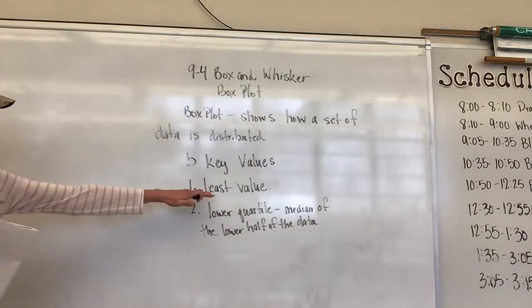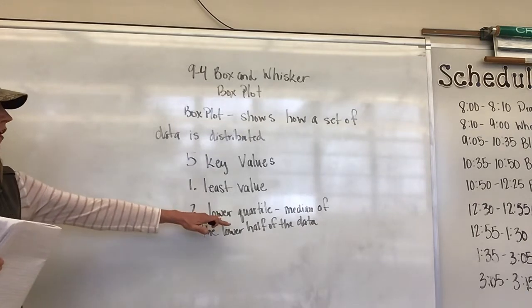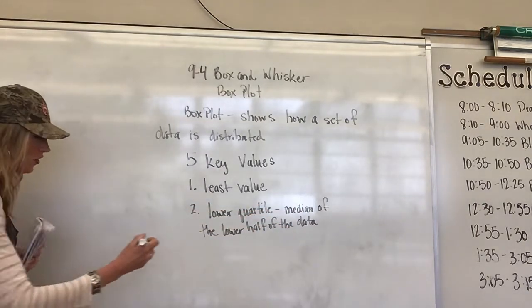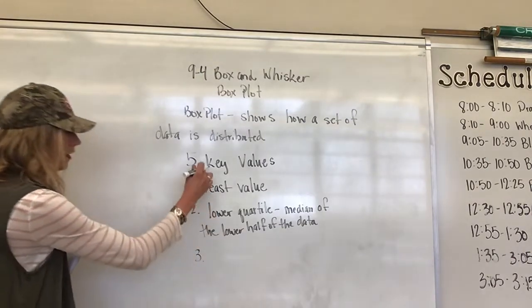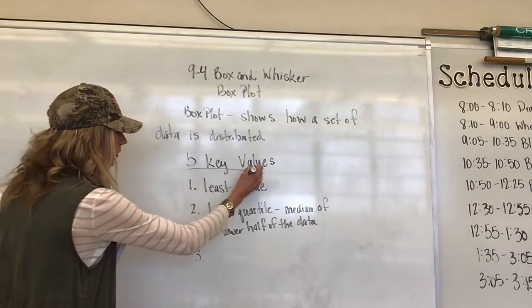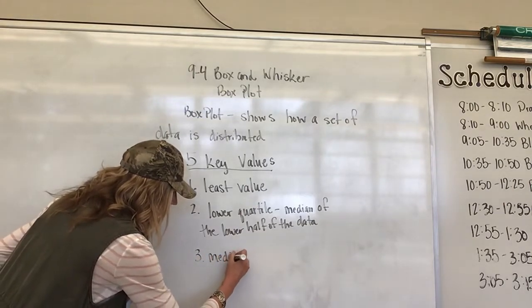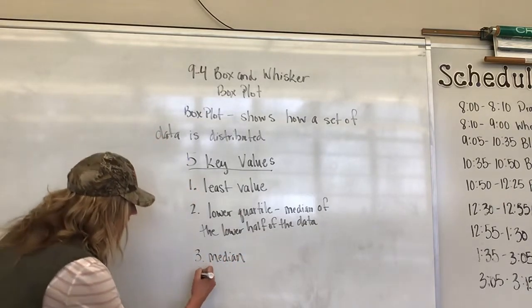Okay, so least value, we know what that is. Lower quartile, this is going to be the median, the middle number of the lower half of the data. I'll show you how to find that. Okay, 5 key values. Remember, this is what we're going to be looking for. The median of the data. Okay, we know what a median is now.